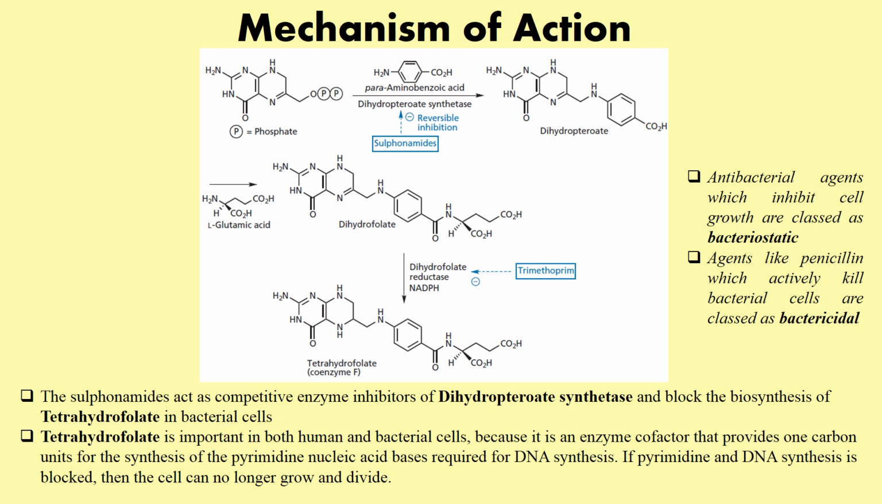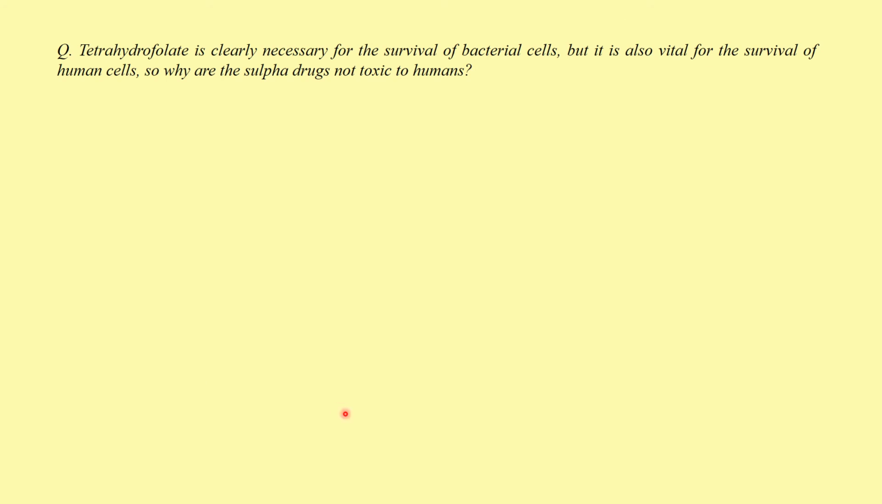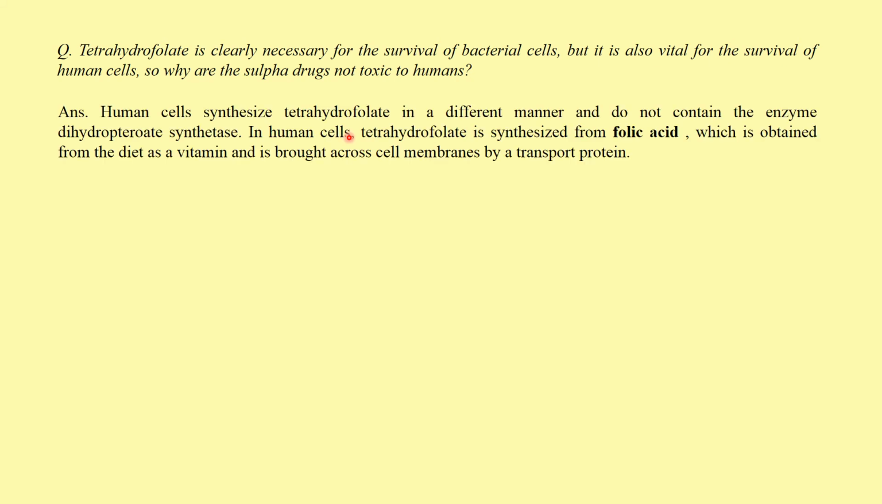There are a few questions that you might be thinking. Let us try and see. The first important thing you must be thinking is that tetrahydrofolate is clearly necessary for the survival of the bacterial cell, but it is also vital for the survival of the human cell. So why are sulfa drugs not toxic to humans? This is exactly what I said, that it is required for both human cells and bacterial cells. Now, the answer is that in our human cells, we synthesize tetrahydrofolate in a completely different manner, and we do not rely on this enzyme.